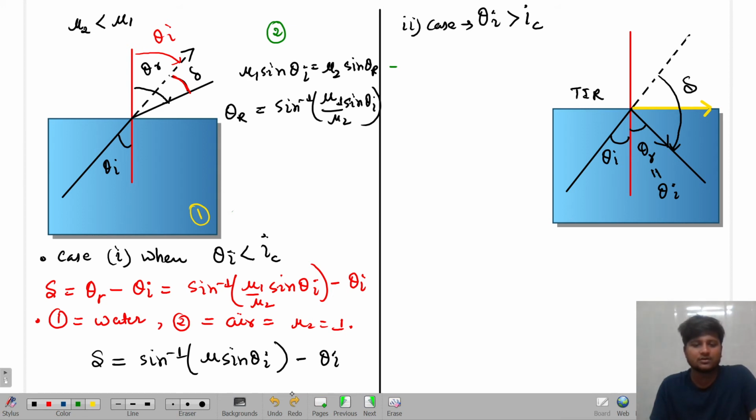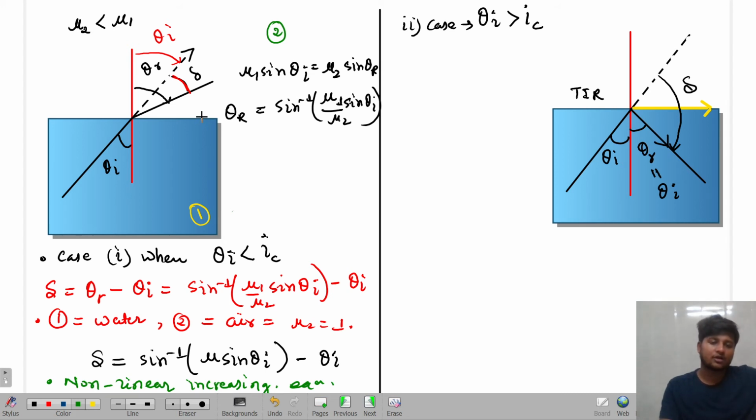If someone asks you what kind of equation this is: this is a case of a non-linear increasing equation. Can I say like this or not? Tell me yes or no. You try to see that as the incidence angle increases, what is going to happen? The angle of refraction will be much farther. So therefore, which kind of equation is it?